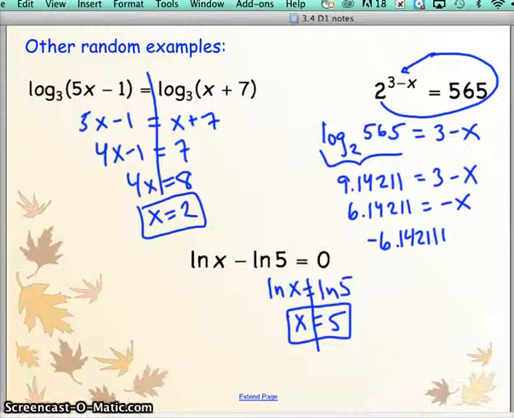Whoops, and then, hang on a second here. Then we'll get a negative 6.14211 equals x.